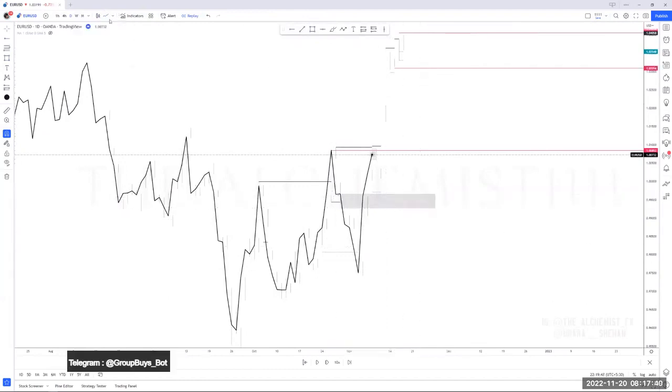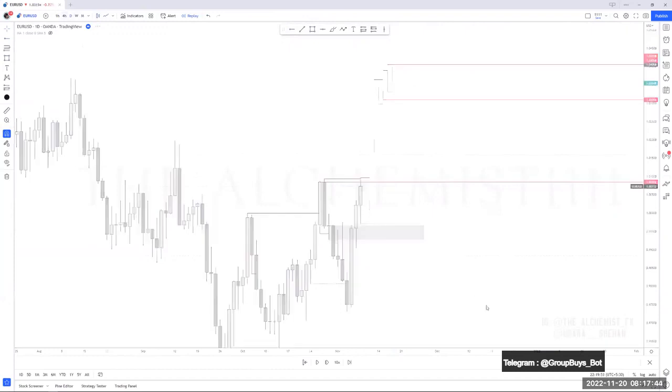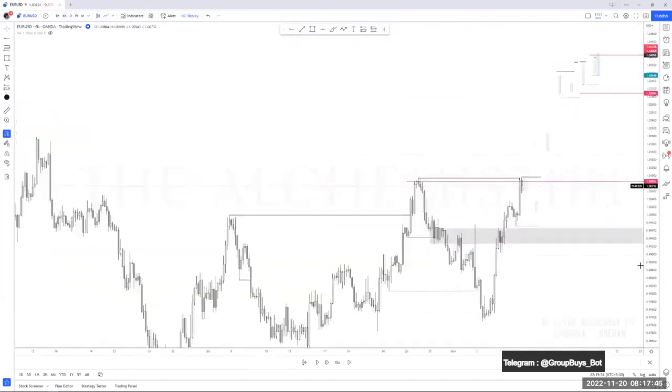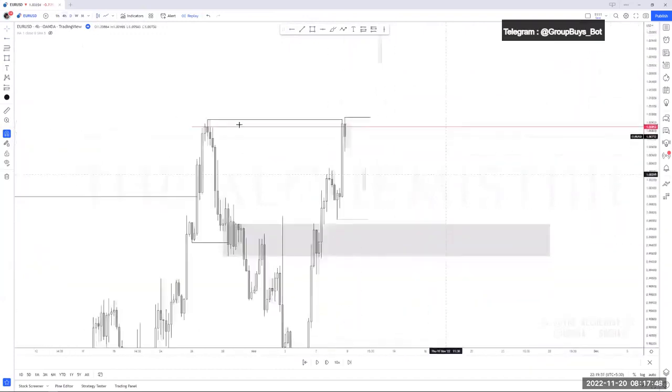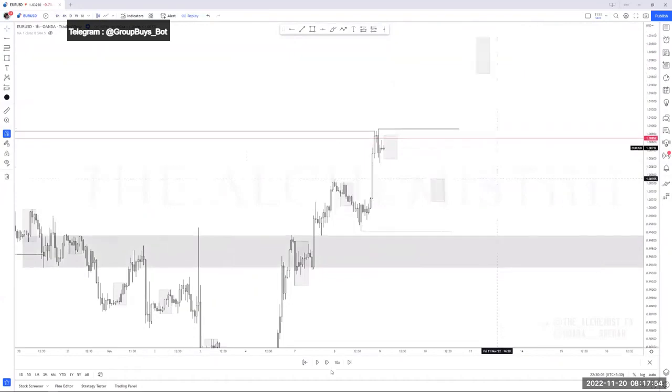So that could be now. See, ICT will call it a breaker. Okay, so breaker blocks. So same thing. Okay, so there we go. Like this. Now, what are we going to do since the daily has closed below daily? Now we can start looking for sales, right? We can start looking for sales. So that is exactly what happened.